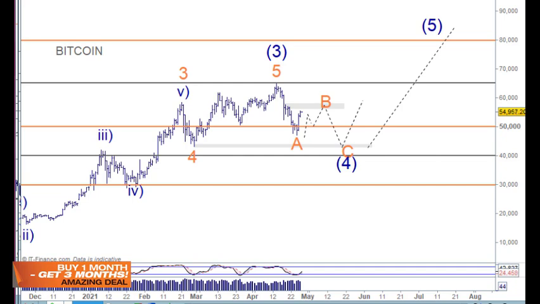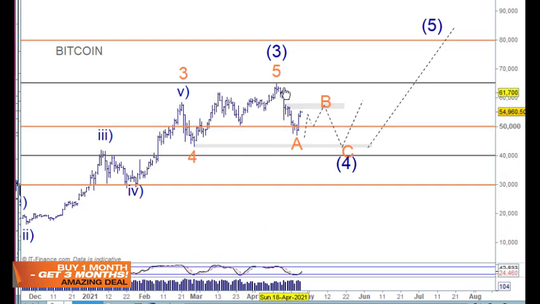Looking at it here, we're looking at 5 waves down from the top. So we can look at this as an impulse wave. Then we should have a corrective wave as wave B, and then down for wave C to make wave 4, and then pushing up for wave 5.